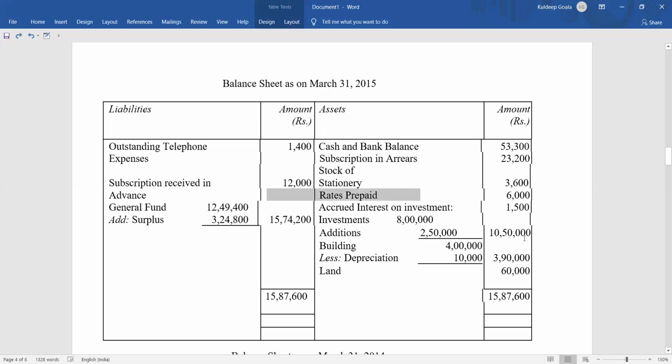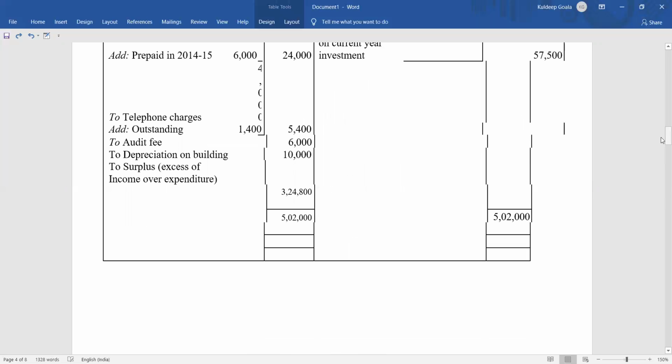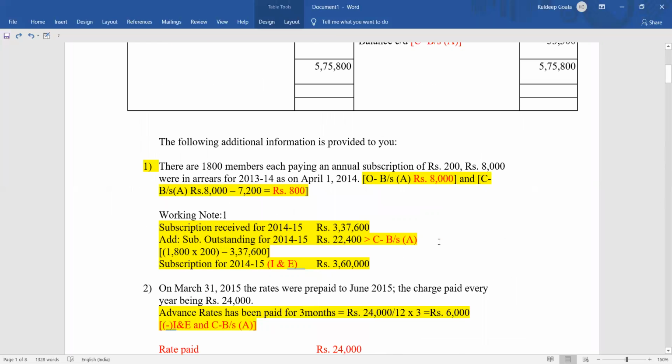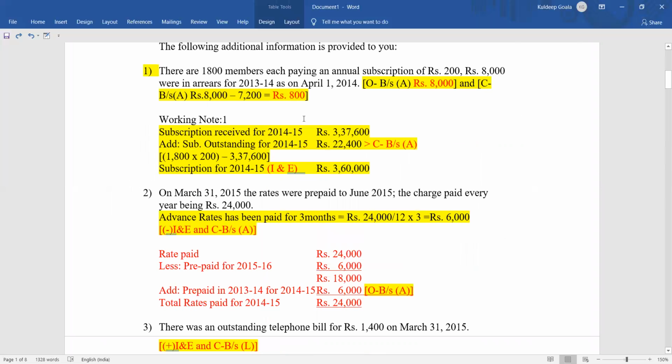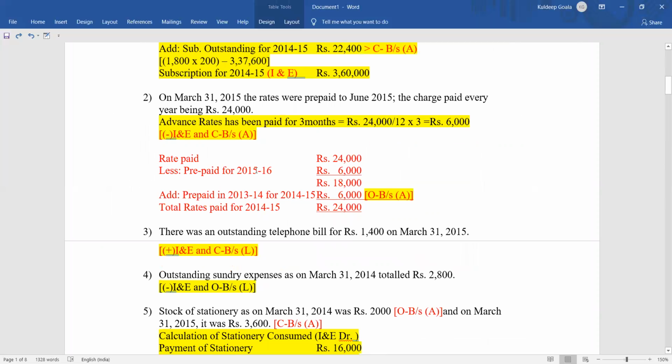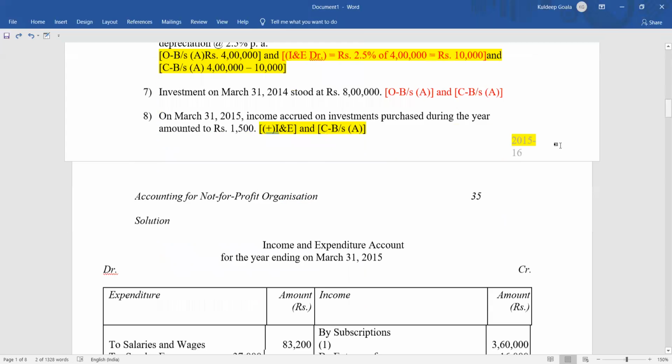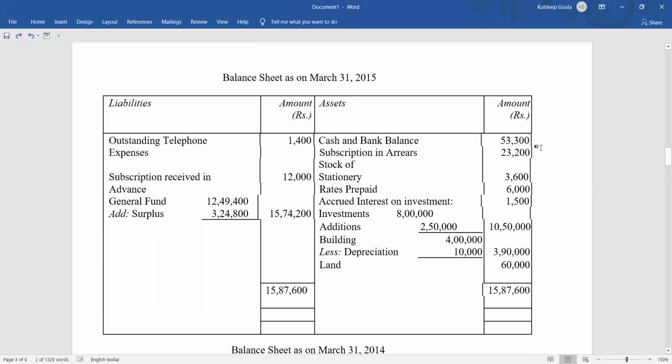Then coming to the next one, what is the next item? Let's see from the beginning onwards. We'll just see closing balance sheet liability side. We don't find anything here in the box. Let's come down and see. The closing balance sheet liability side, it is here. Outstanding telephone bill of 1,400 is there. So in the closing balance sheet liability side will come outstanding telephone bill of 1,400.